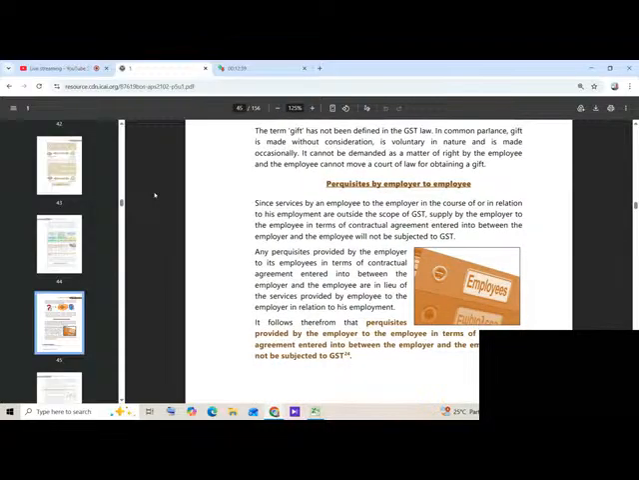Any perquisites provided by the employer to its employees in terms of contractual agreement entered into between the employer and the employee are in lieu of the services provided by the employee to the employer in relation to his employment. It follows therefrom that perquisites provided by the employer to the employee in terms of contractual agreement entered into between the employer and the employee will not be subject to GST.